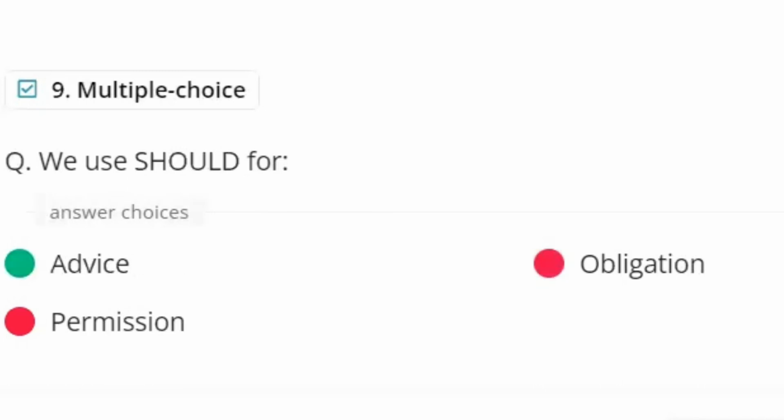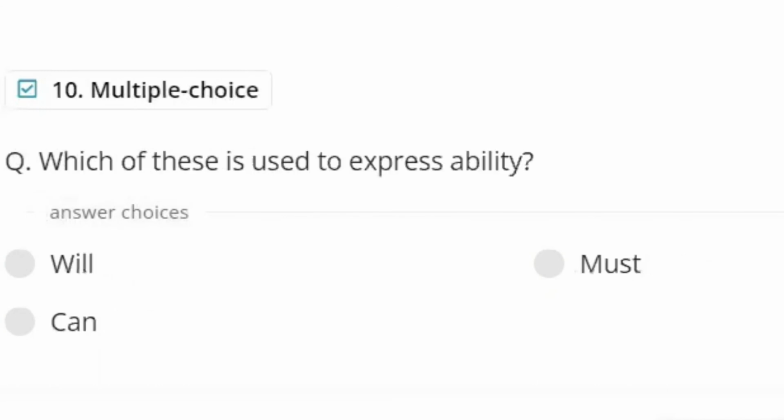We use should. You should study well. You should go here. You should go there. Is this for advice, or permission, or obligation? You may take it or may not take it as you like, but I give you my opinion. This is for advice. We have another one.